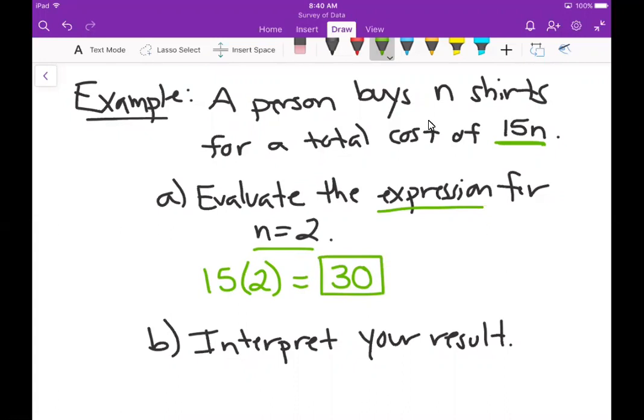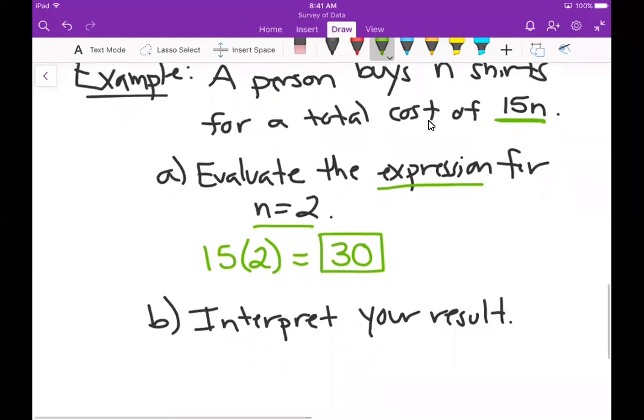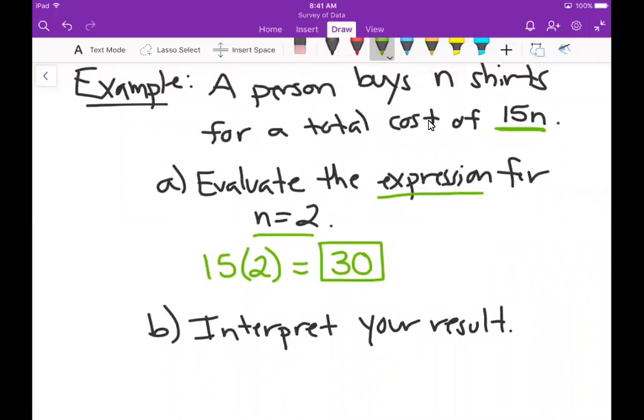Now, before that's where we had to stop because the expression itself didn't have any context. But since this one has context, we know that this 30 has units to it and it means something in the context of this problem. So our final result would be, okay, what did we do? We plugged in 2, and that meant we bought 2 shirts, right? So we plugged in 2, that meant we had 2 shirts, and we got a total cost of 30, meaning we spent $30 on 2 shirts. And there we go, we've interpreted our result.